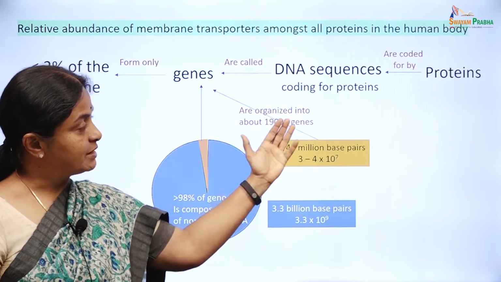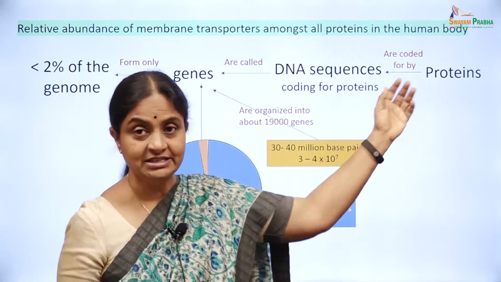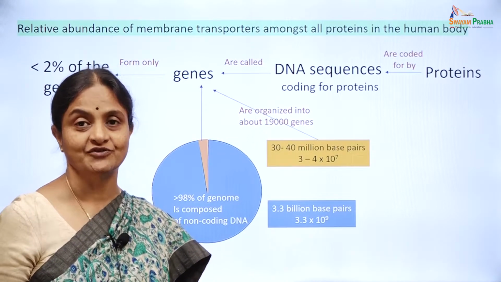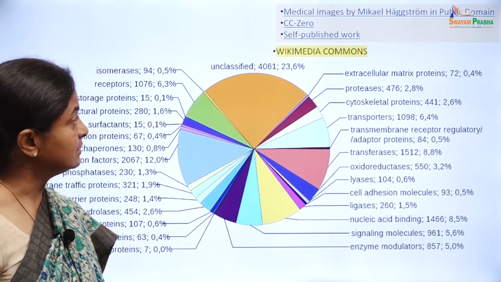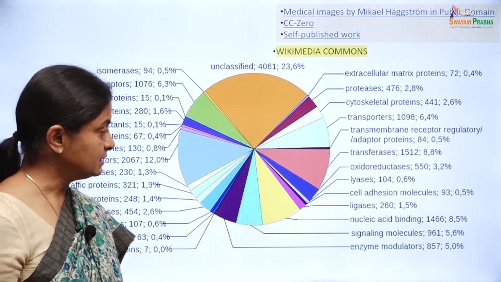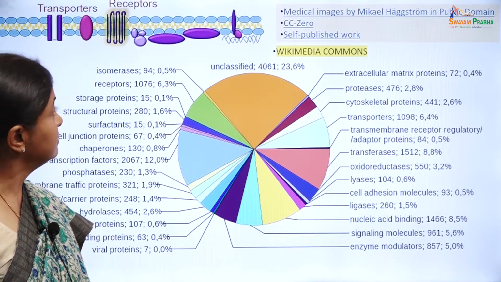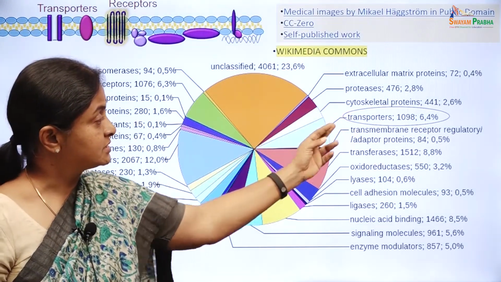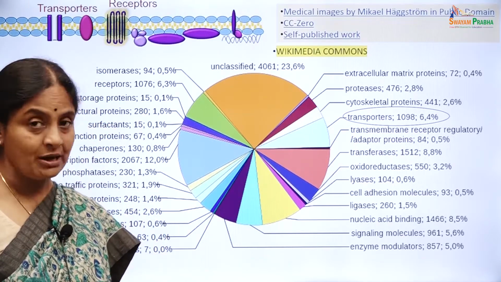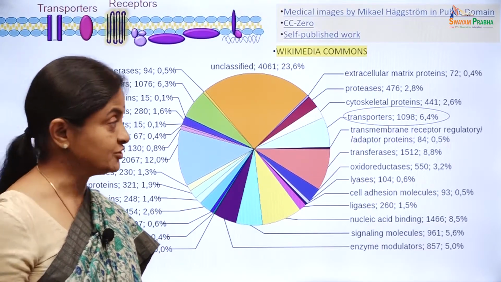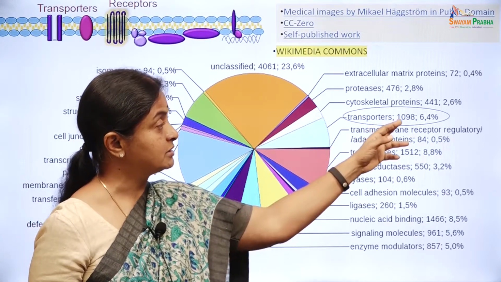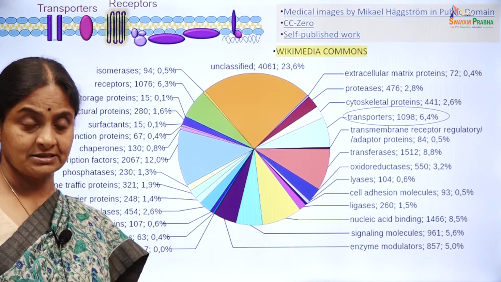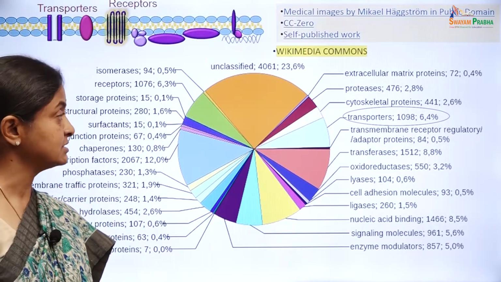So somebody has taken up these 19,000 genes coding for proteins and has worked out a pie chart to show the relative abundance of each class of proteins. That's the reference. And we are now looking at transporters on the membrane. So this is where it is. So the transporters form about 6.4% of the proteins. There are about 1,000 genes which code for transporters amongst this whole set of 19,000 genes.